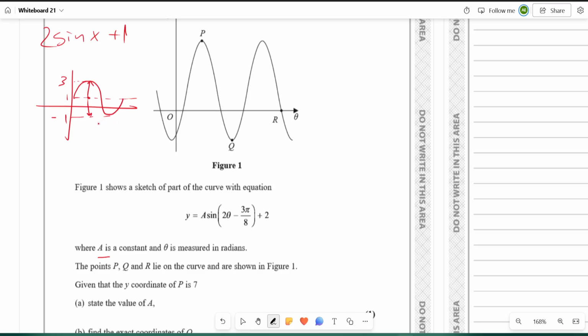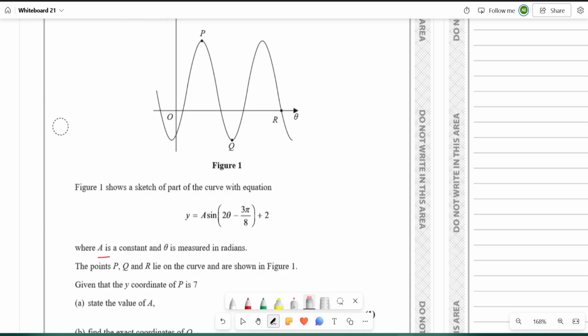So this is how you need to take care with the amplitude, and you have to take extra care for the amplitude when there is a vertical shift, just like our question over here. So what does our question say? It says that there is a vertical shift of 2.